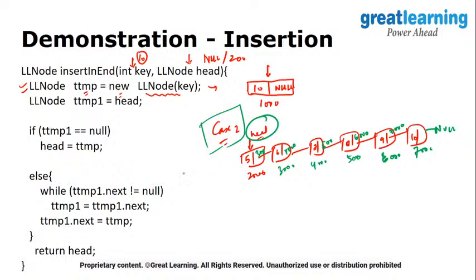Now we are done with these two cases. Case 1 was when your head is null, and case 2 was when your head contains what? Nothing, it is the pointer that is pointing to the first node, so head will have a reference that is 2000, or 200, whatever. Is this thing clear?